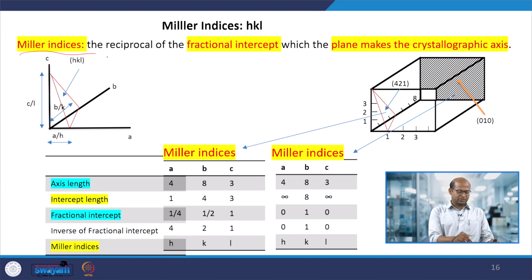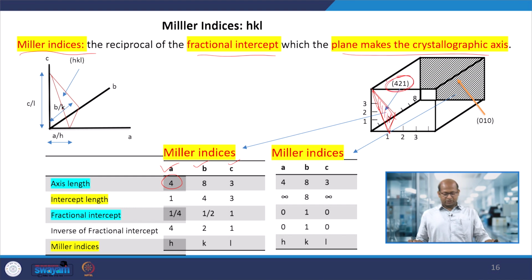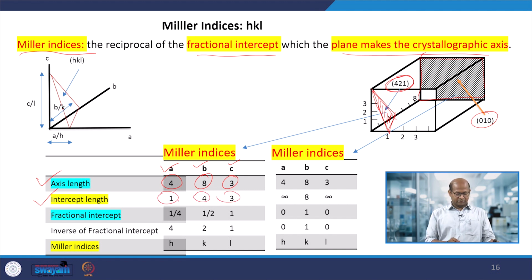Miller indices I have already discussed. Let's say for one example, the axis lengths are a, b, c. Here we get 4 2 1 for this particular plane. These planes have 4 2 1 as Miller indices, and another plane has 0 1 0. How does that come? If we know the axis lengths are 4, 8 and 3, and the intercept lengths are 1, 4 and 3, then the fractional intercepts would be 1 divided by 4, that is 1/4, then 4 by 8, that is 1/2, and 3 by 3, that is 1.